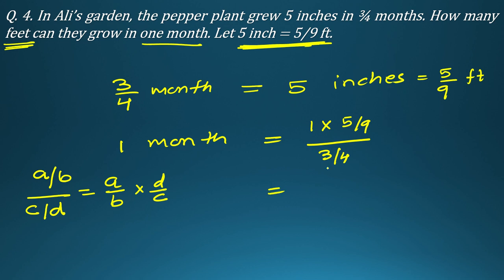So what will it be? See, with the multiplication of 1 it doesn't make any difference, so we will leave it. So it will be 5 over 9 times 4 will go in the numerator, 3 will be in the denominator. Nothing can be cancelled out here. So 5 times 4 is 20, 9 times 3 is 27. So 20 by 27 feet it can grow in 1 month. Okay, like this you can do the question.